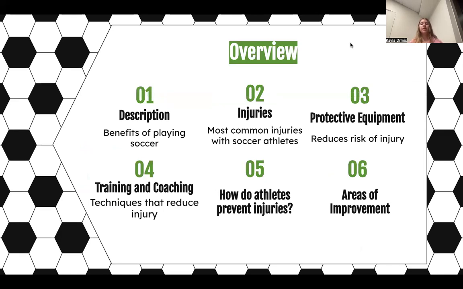We will first talk about the benefits of playing soccer, including why it is important to work on cardiovascular endurance, strength train, work on agility drills, and technical practice. I will then talk about the most common injuries with soccer players, the protective equipment that athletes use to reduce the risk of getting injured, how different training, coaching, and techniques are used to reduce the risk of getting injured, an example of what athletes do to prevent getting injured, and a recommendation of how this sport can be improved to prevent injuries.